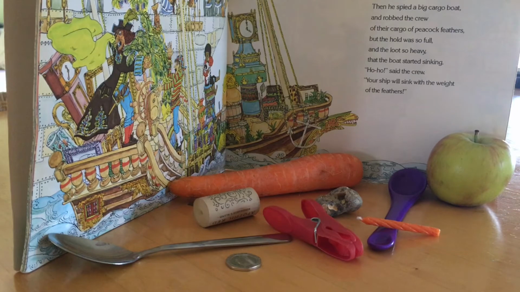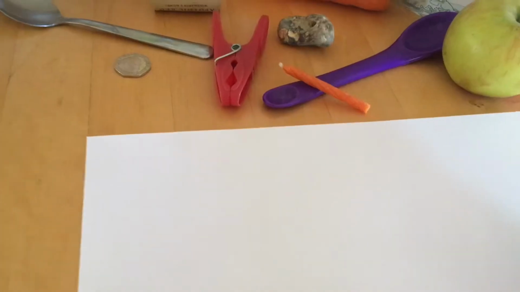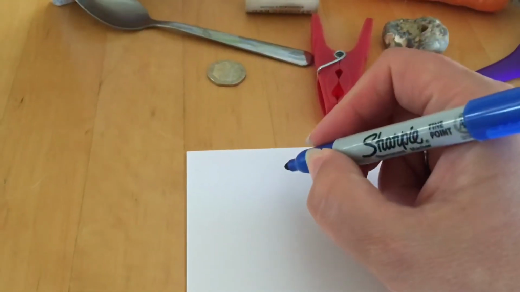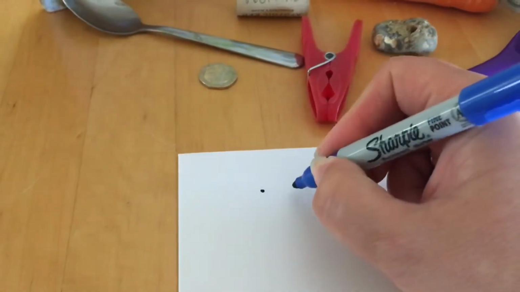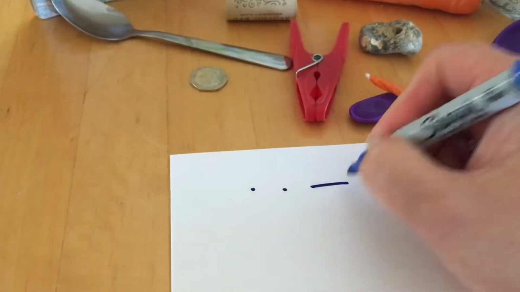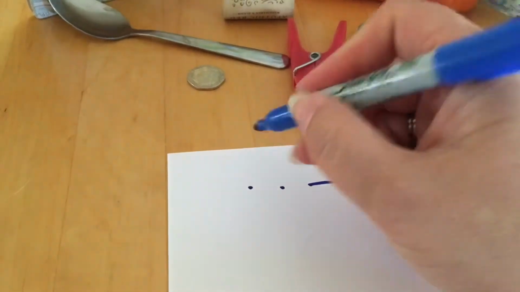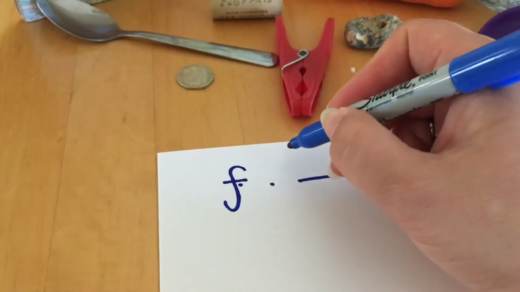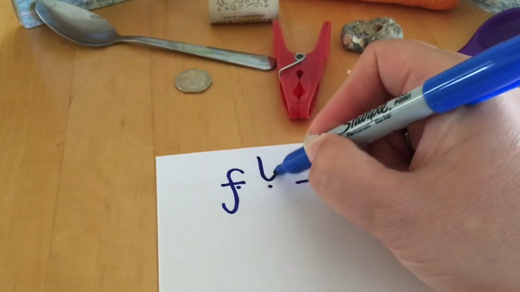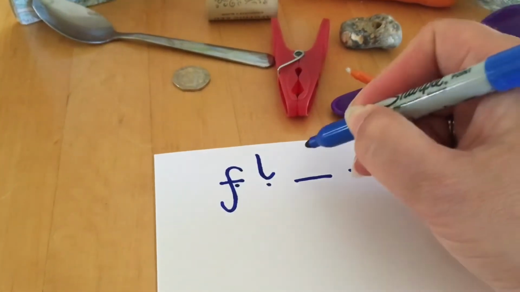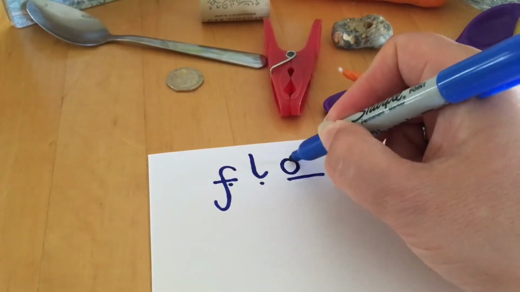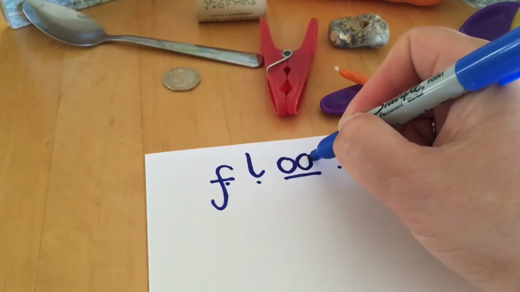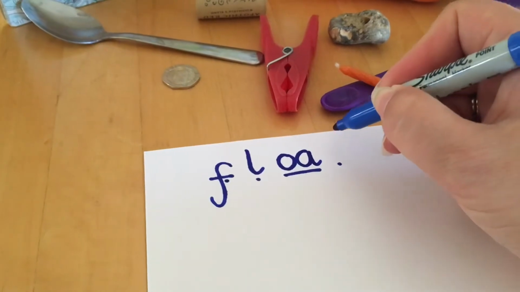Some of those things I'm pretty certain of what's going to happen to them, but others of them I'm just not so sure. Let's write float first. Float. What's first? Oh, like in goat. In coat, float, float.